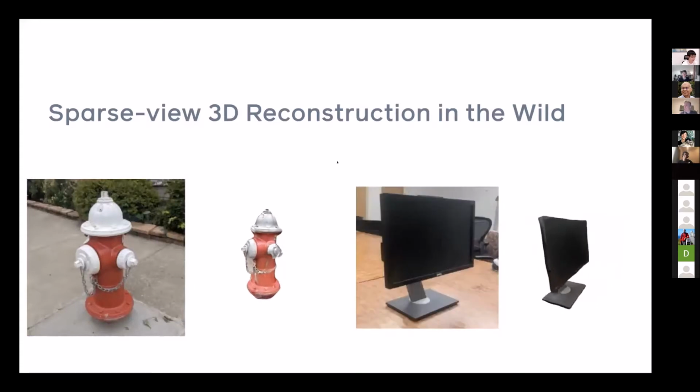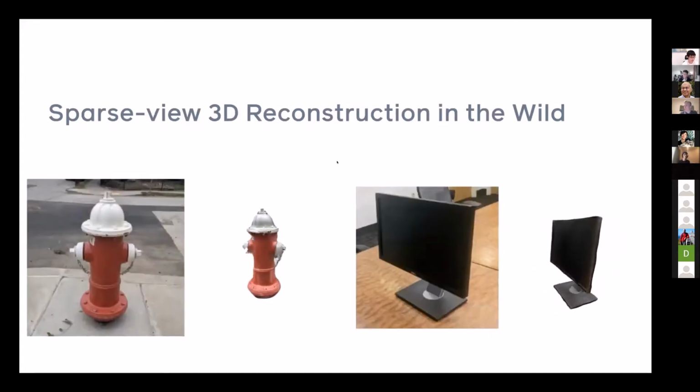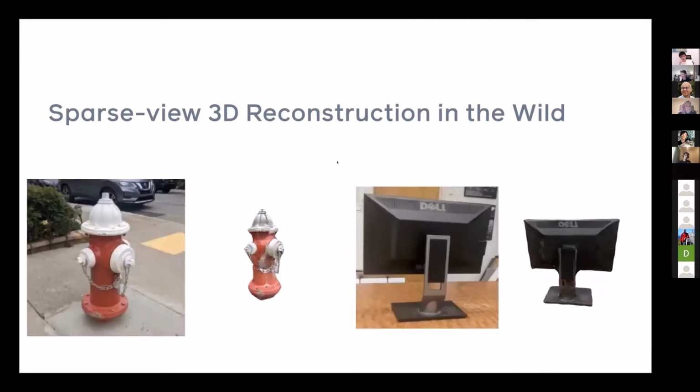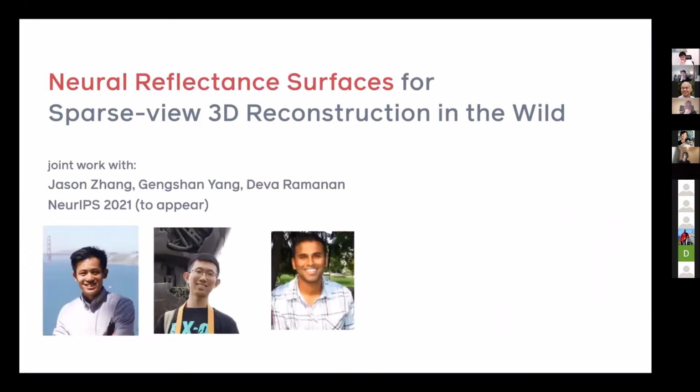But really the problem that I want to talk about today is, given a very small number of images of an arbitrary object, such as this fire hydrant or this monitor, we want to get a 3D model out for this. And in particular on this problem, I'm going to talk about one specific work that is based on an upcoming NeurIPS paper of ours titled Neural Reflectance Surfaces for Sparse-view 3D reconstruction. And really Jason and Gensheng did all the hard work. So if you ever run into them in ICCV virtually, just let them know.